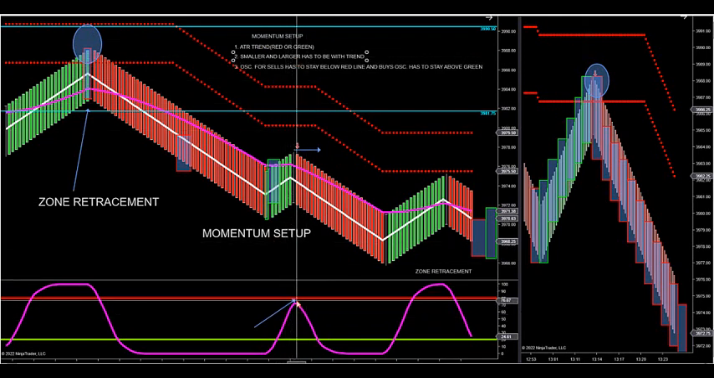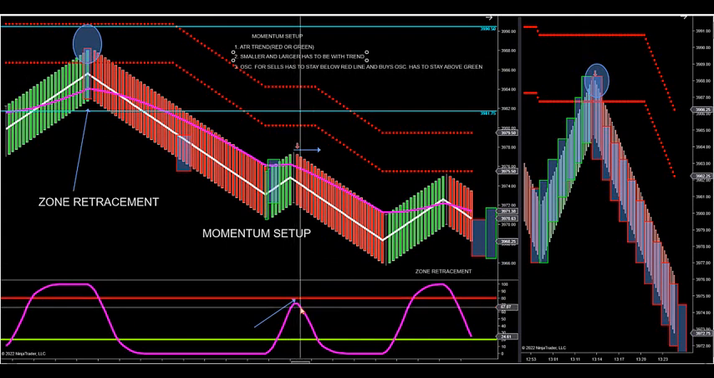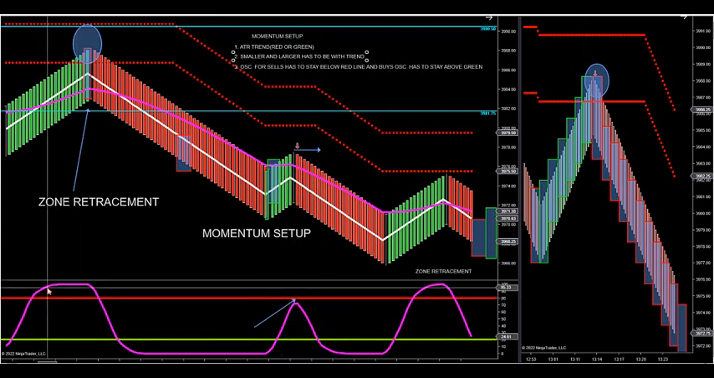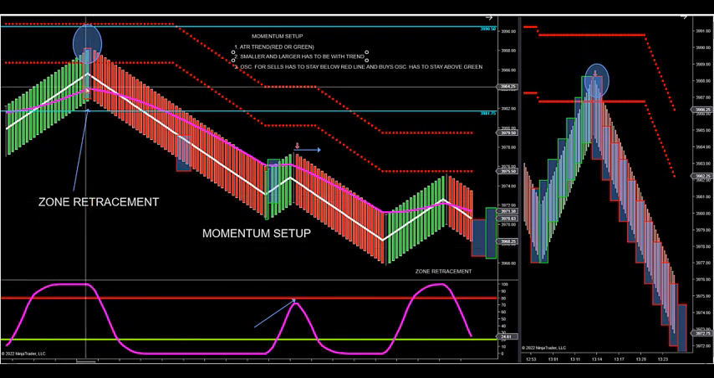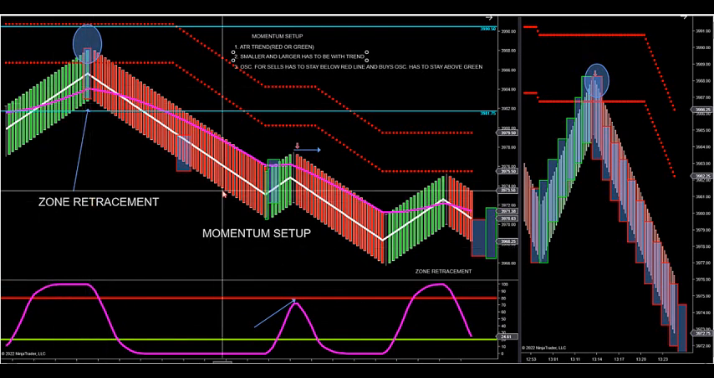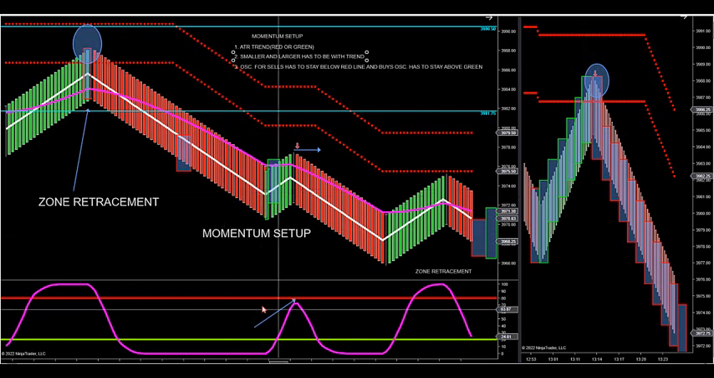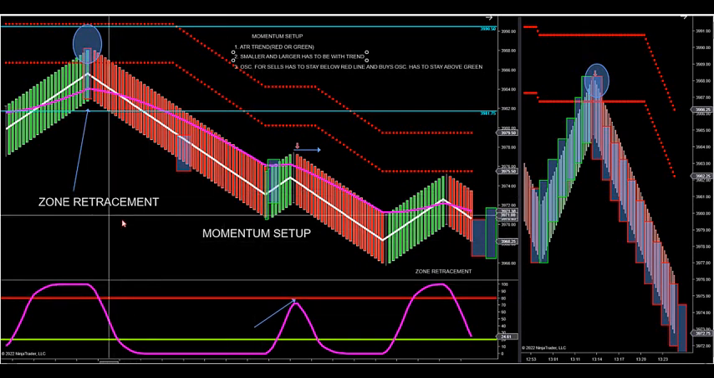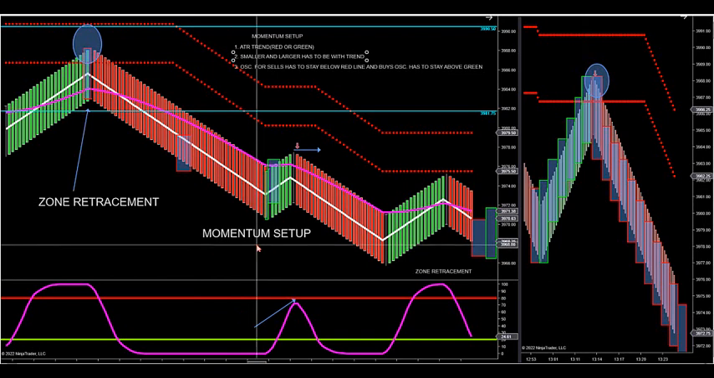All right, so there's an oscillator that shows that if it's below the red, that means we are what? We are in a momentum setup. If I get above red, I'm in a zone retracement setup. Okay, are we all on the same page so far? Give me a what? Are we all on the same page? Oscillating, the zone retracement versus momentum. We all good to go? Everybody good?